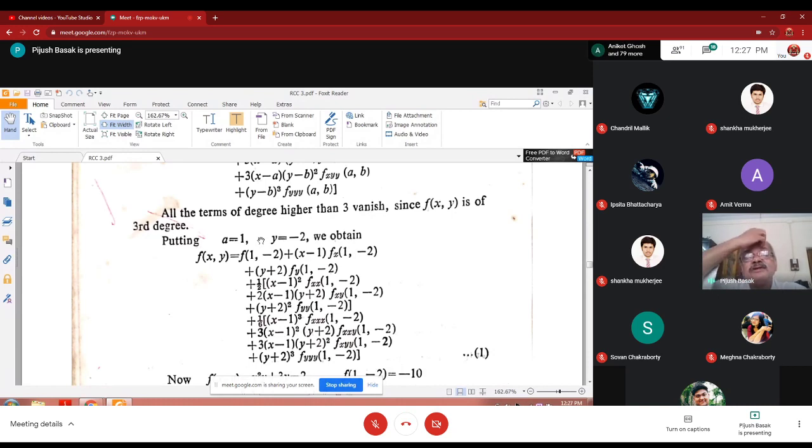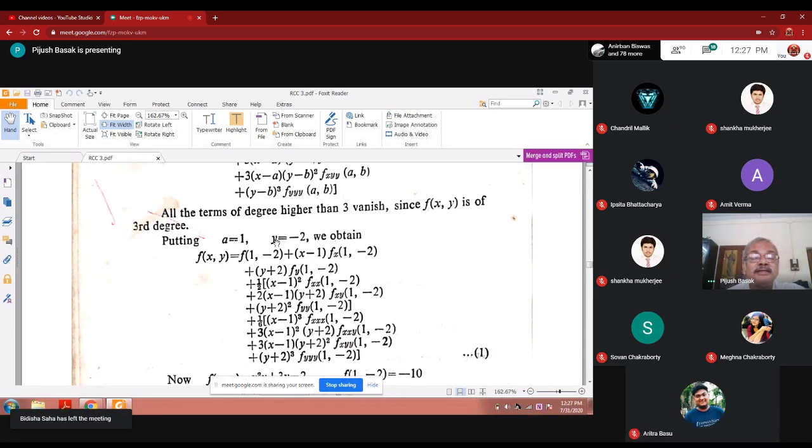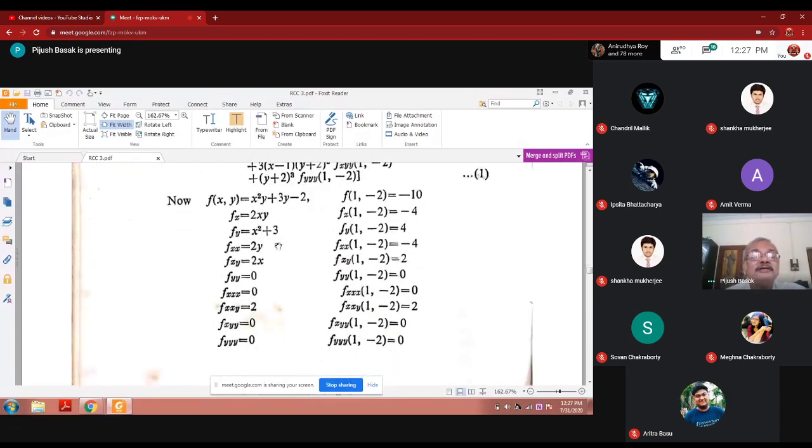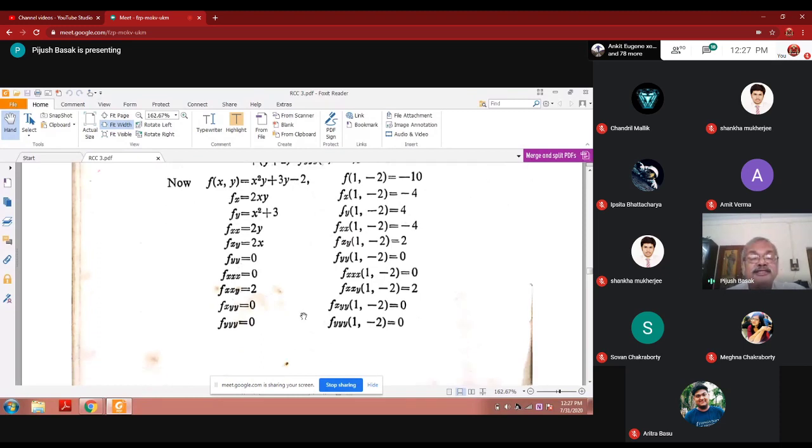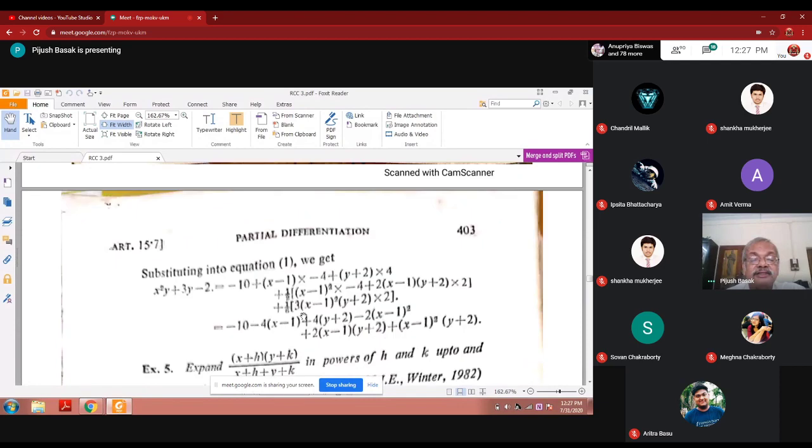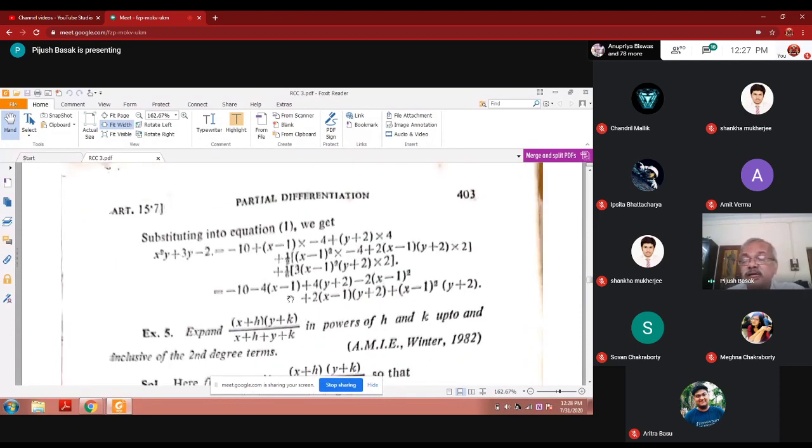You put a is equal to 1 and b is equal to minus 2, not y is equal to. It's a mistake. I pointed out, it is a printing mistake. It should be b is equal to minus 2, and then the result will be, now we have found the corresponding points, this minus 10 minus 4 into x minus 1 plus 4 into y plus 2 minus this.